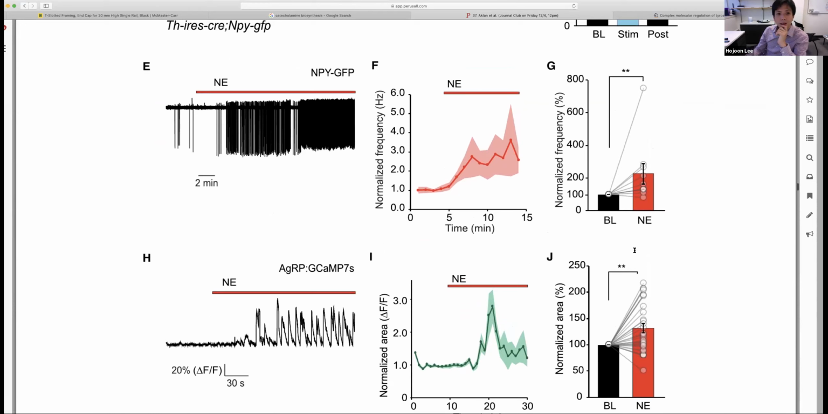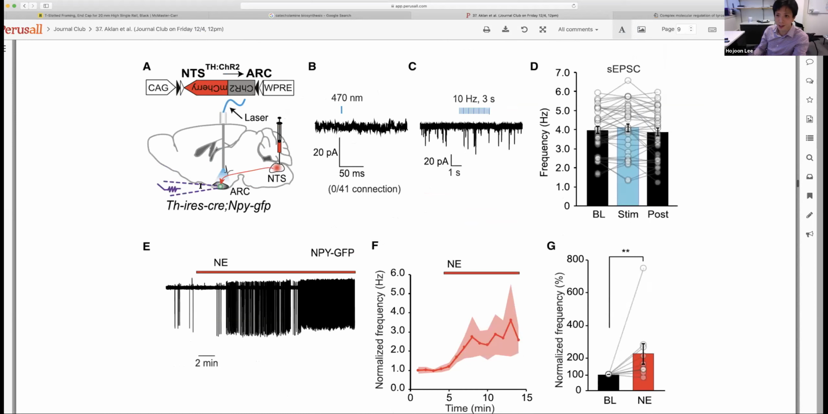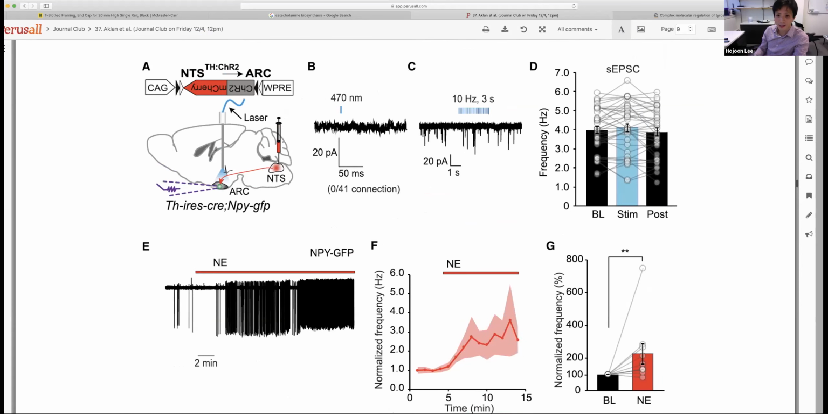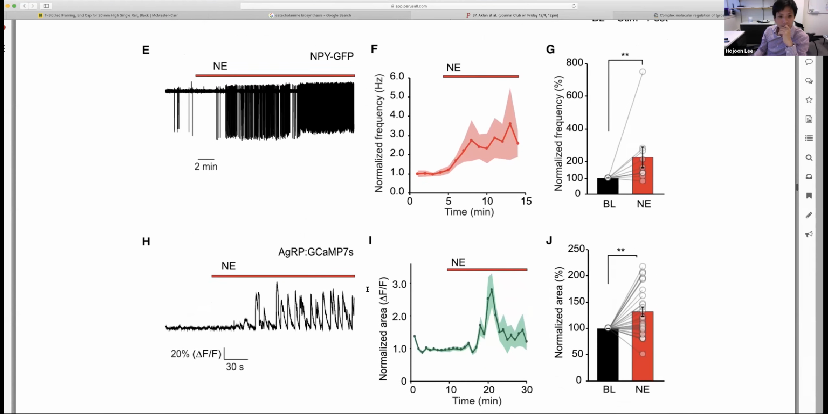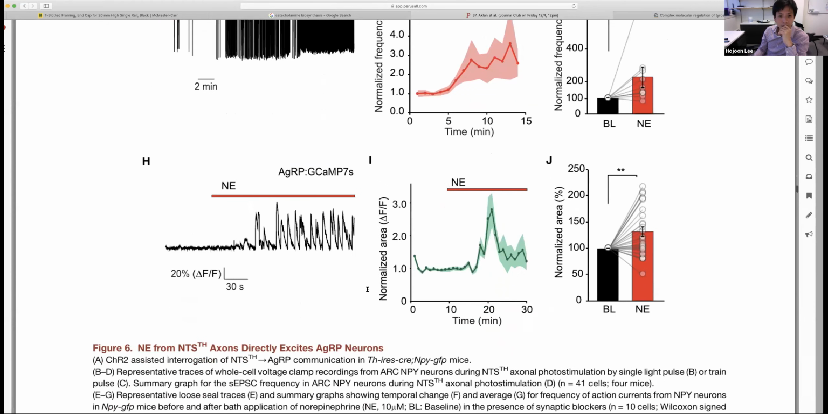But when they just squirt norepinephrine onto that slice, and in these cells that they're patching, then they see activity. Right? And same with imaging, if they do calcium imaging on the HRP neurons and put norepinephrine, they're seeing activity.